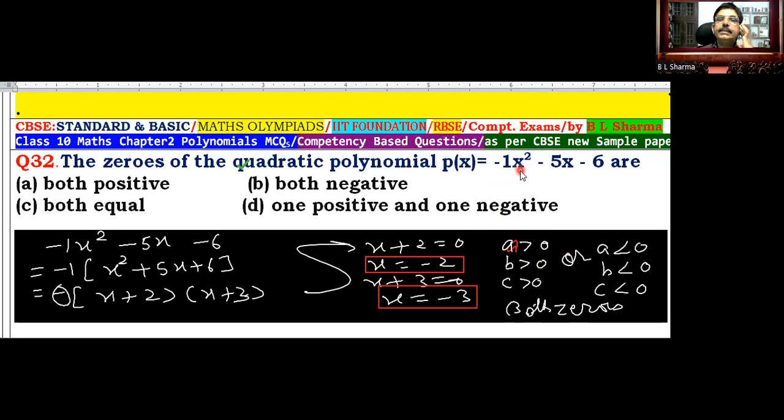Since in this case, the coefficient of x square and x and the constant term have the same sign, meaning all are negative, that is why the answer will be both negative, and this will be the answer. B will be the answer of this question.